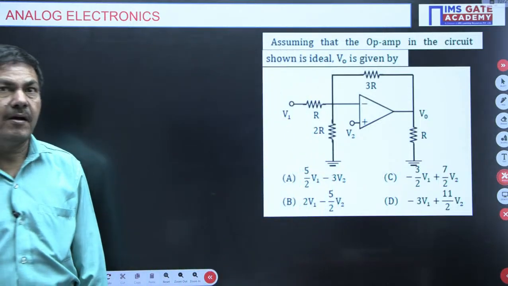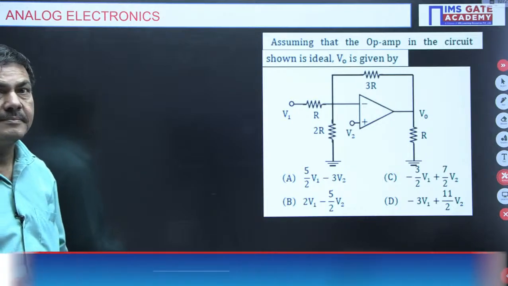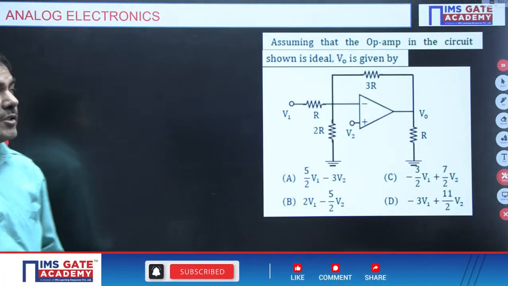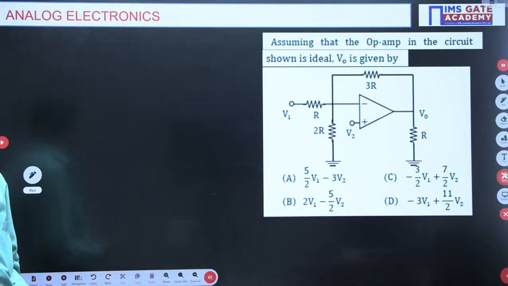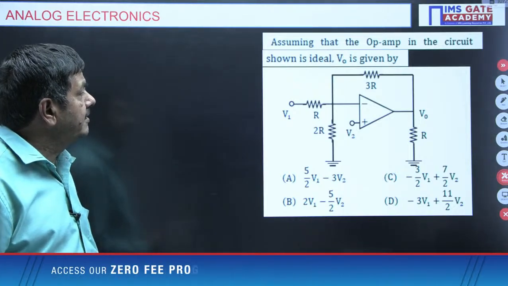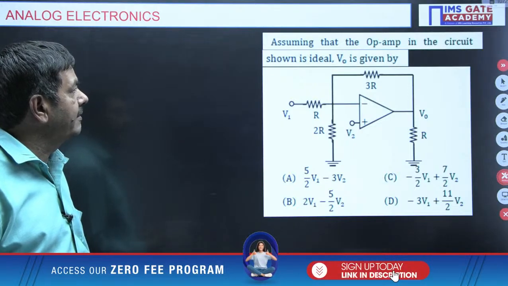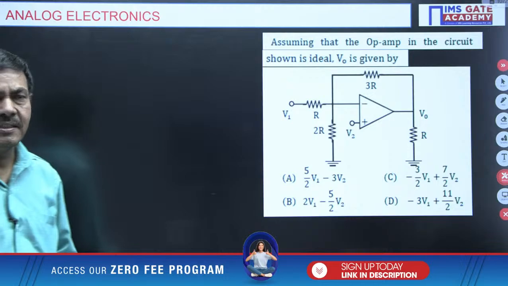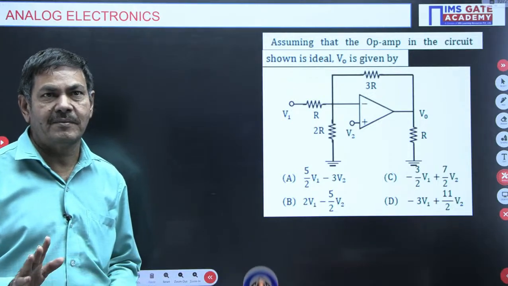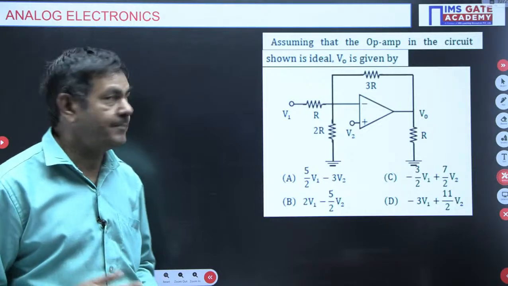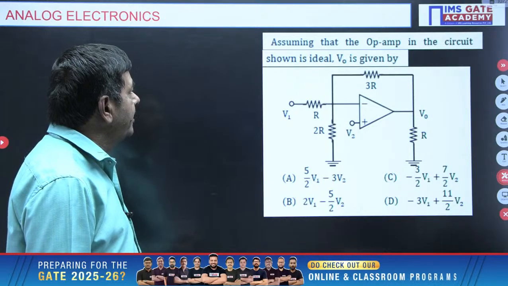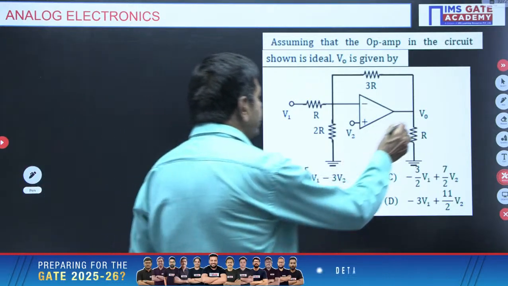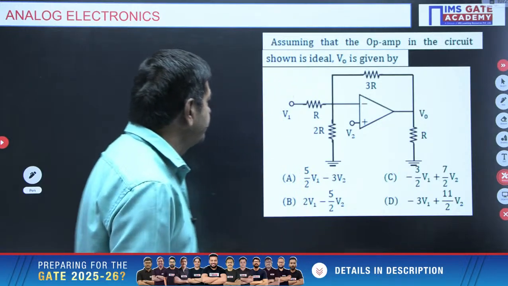Yes, how to tackle this question? You check what is given here, how the question was asked. From that you can understand clearly. Assuming that the op amp in the circuit shown is ideal, V naught is given by. Mostly in the GATE papers you can find V naught, the output voltage, maximum asked. It is asking to find this V naught value. It is also a GATE question.